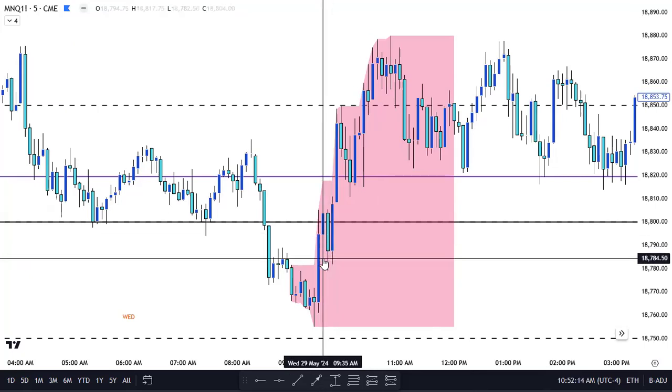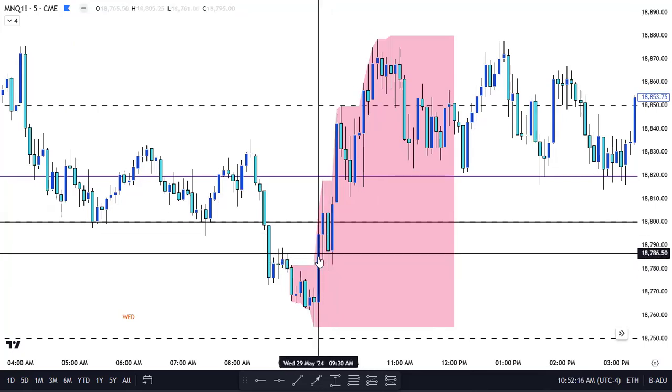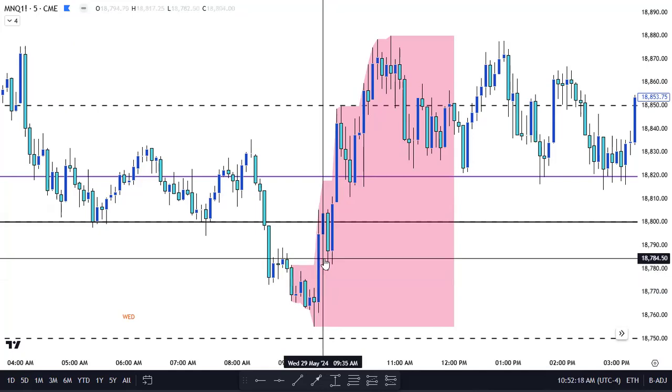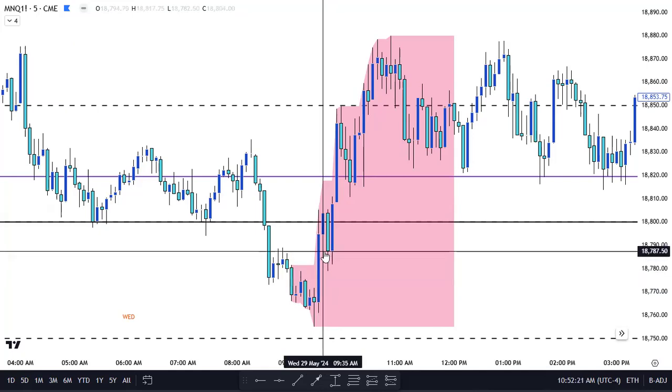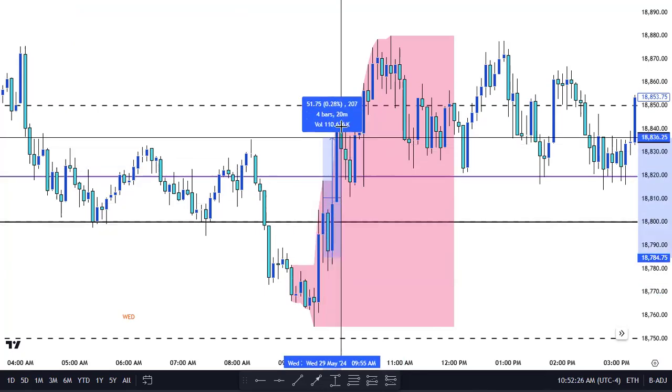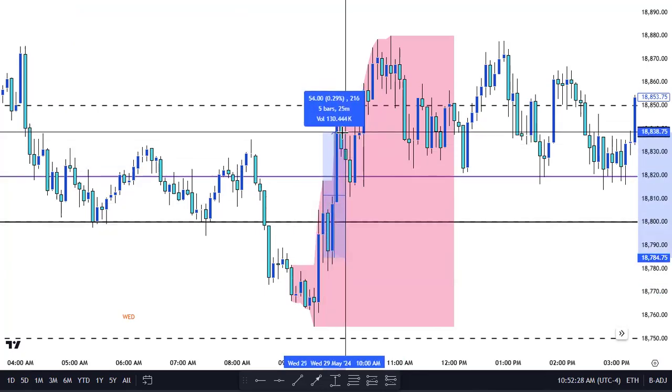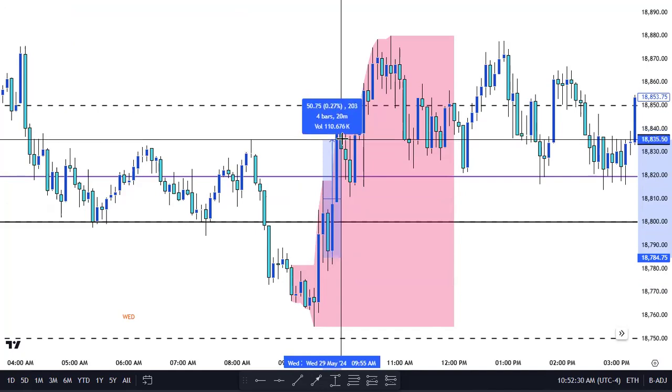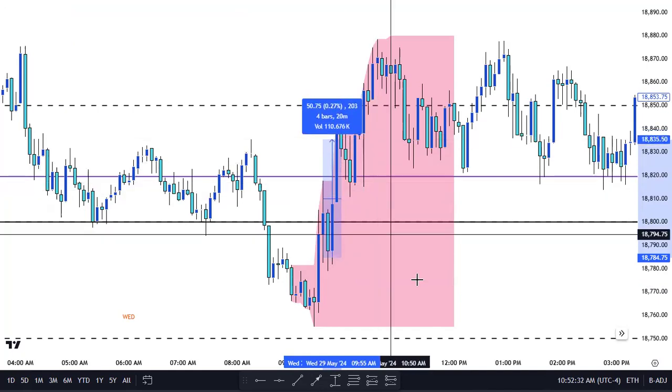Market did pull back about 50% of this engulfing candle. So we could have taken an entry right around this area here, and then we just could have taken it up and got our 50 points. There's our 50 right there. We got our 50 points.